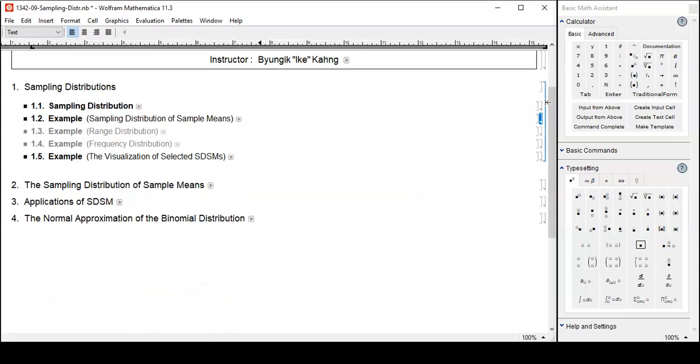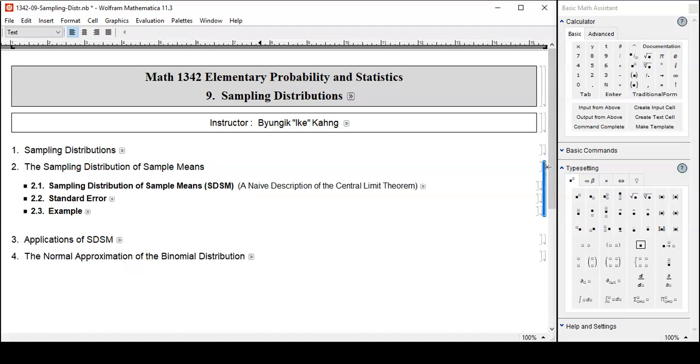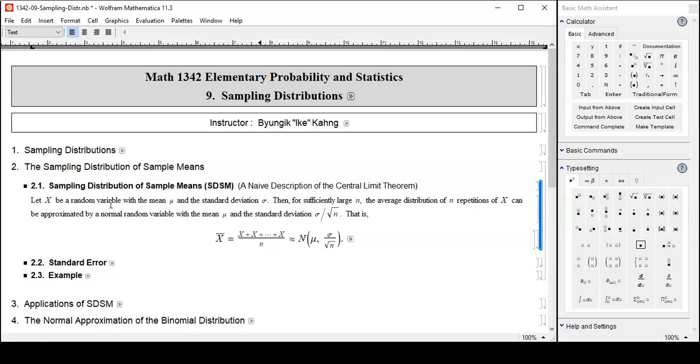Now, we're going to put those two together, those quantities and also the normal picture. If we do that, we end up with this conclusion. Let X be a random variable with mean mu and standard deviation sigma, and then we repeat it independently sufficiently many times. If we do that and take the average, that will follow approximately a normal distribution of mean mu and standard deviation of sigma over square root of n.